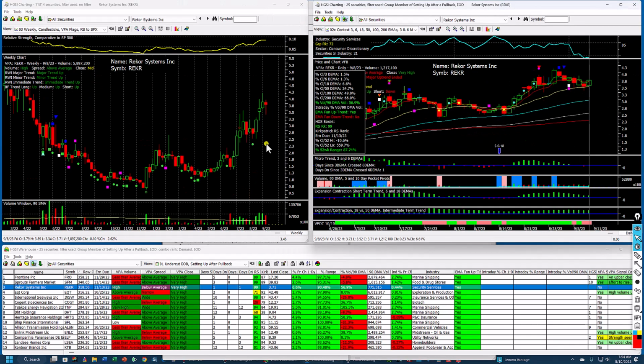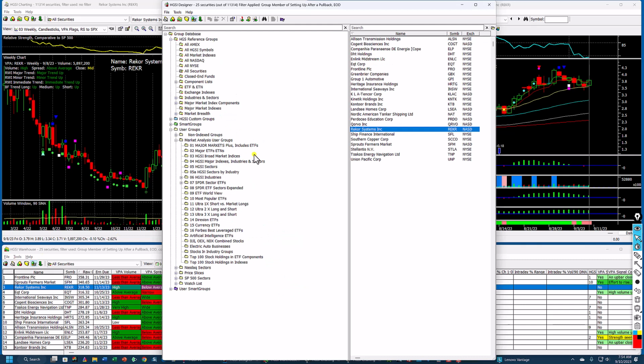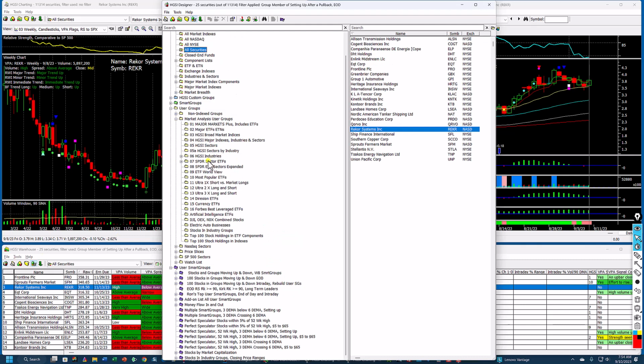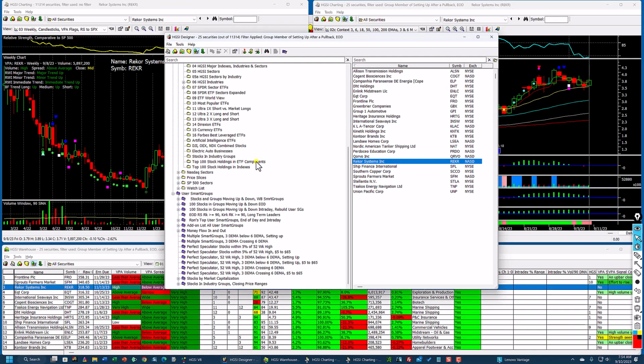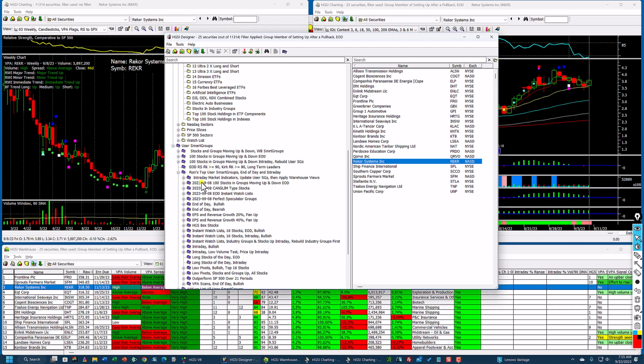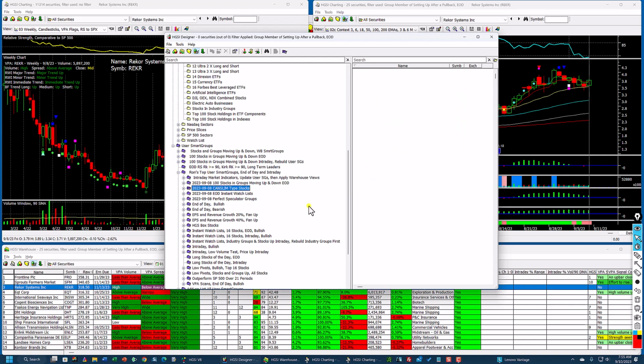Now, if I want to limit what I'm looking at, I'm in all securities here, but let's say that I want to use my user SmartGroups and look for stocks that are in one of these SmartGroups. Now, remember, I'm still in the 25 stocks. I'm going to open up my folder here. If you're an Insider Club member, you have this. I'm going to look for what are CanSlim stocks and see if anything comes up.